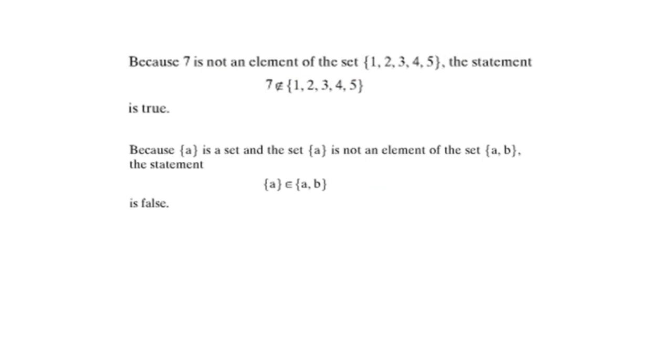All right, so for this one, it's saying because 7 is obviously not an element of this listed roster method, 1, 2, 3, 4, 5, the statement 7 is not an element of the set 1, 2, 3, 4, 5 is considered a true statement. So this is a true statement.